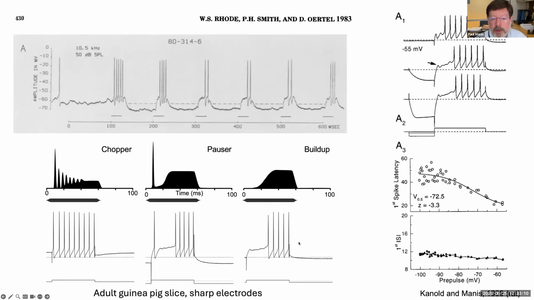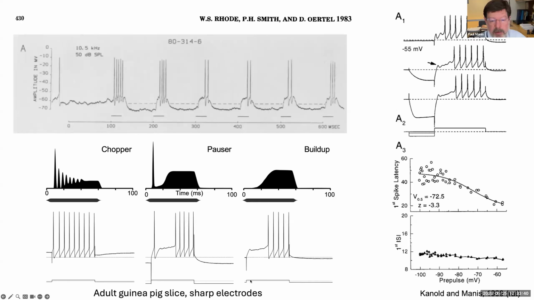And lo and behold, when we went in, in this case in adult guinea pig slices with sharp electrodes, somewhat difficult recordings, starting really just a couple of weeks after looking at this, we noticed that when we do a current injection, the cell can fire a regular train of action potentials. If we hyperpolarize the cell a little bit, we can get an onset spike with a long delay between the first spike and the rest of the spikes. So this is very much like the pauser pattern.